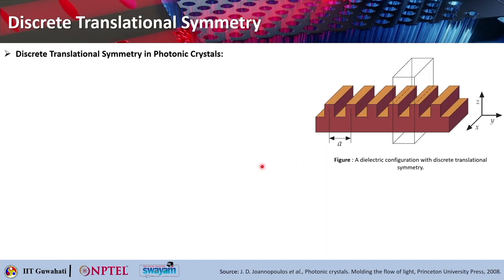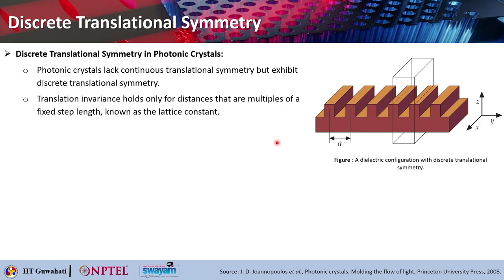So here we bring back the discussion about discrete translational symmetry, which you can see in this 1D photonic crystal shown here, and this thin black box marks the unit cell. So, why is this important? It is important because photonic crystals lack continuous translational symmetry, but they exhibit discrete translational symmetry. It means that the translation invariance holds only for distances which are multiples of a fixed step length, also known as the lattice constant.